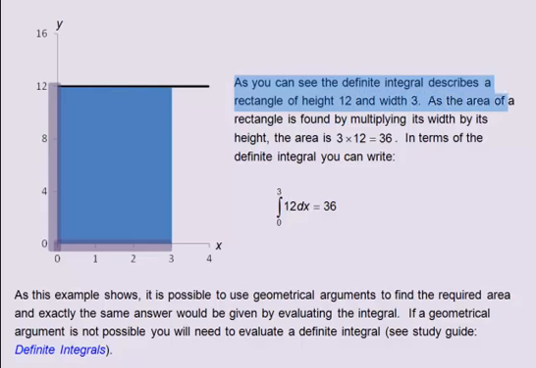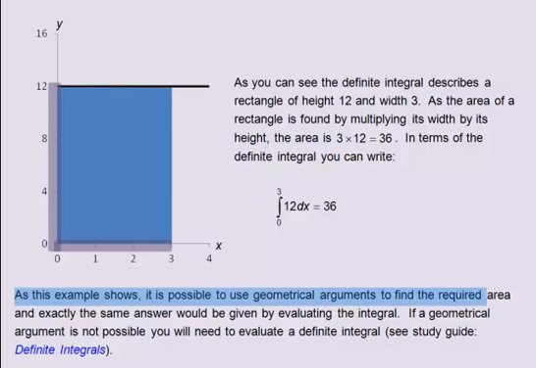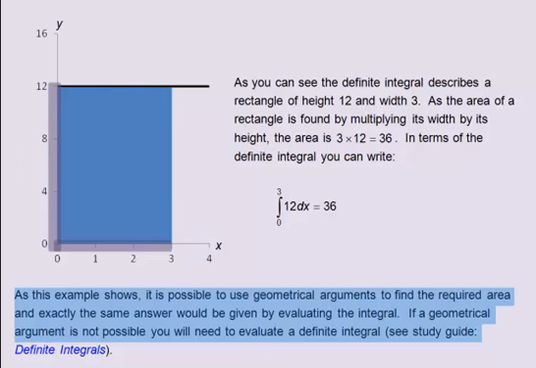As the area of a rectangle is found by multiplying its width by its height, the area is 3 times 12, which equals 36. In terms of the definite integral, you can write the integral with respect to x of 12 between 0 and 3 equals 36. As this example shows, it is possible to use geometrical arguments to find the required area, and exactly the same answer will be given by evaluating the integral. If a geometrical argument is not possible, you will need to evaluate a definite integral. See study guide, definite integrals.